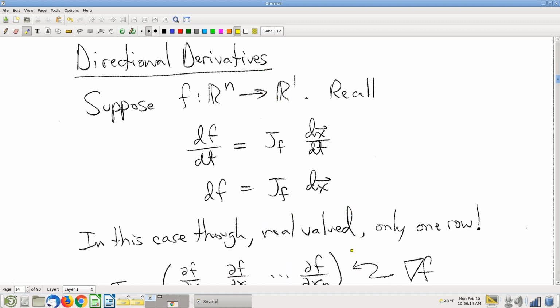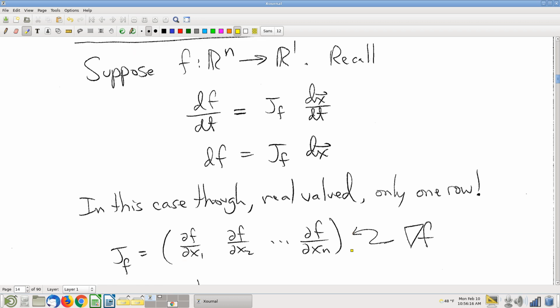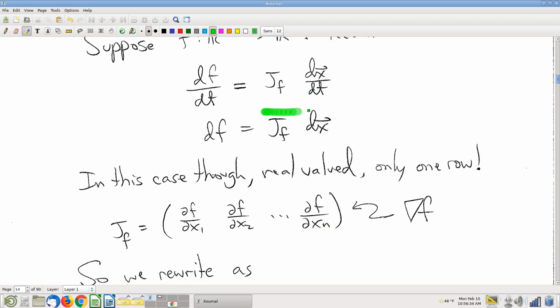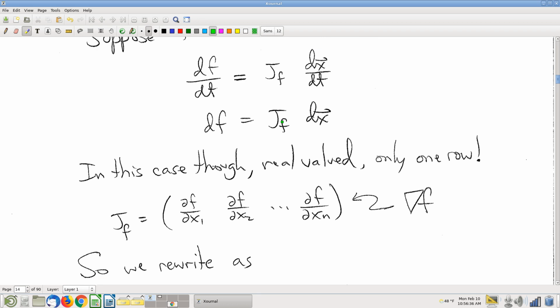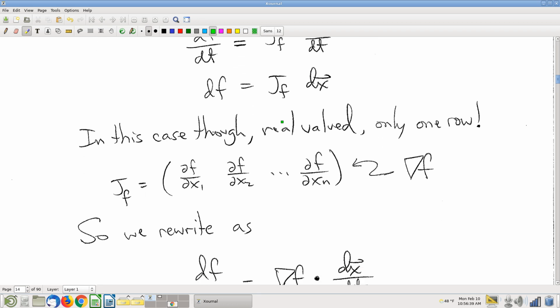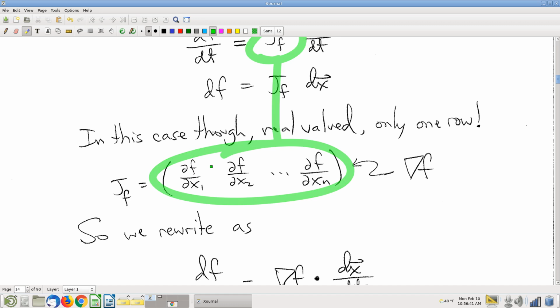Okay, and if you think about it, if there's only one output value, then that means there's only one row in the Jacobian matrix. And if you put that and that together, we have only one row, and this velocity vector is just one column, then really we're doing a dot product. This is, in fact, just a dot product. And if you look at what this single row is made up of, it's the gradient. It's the vector of partial derivatives.